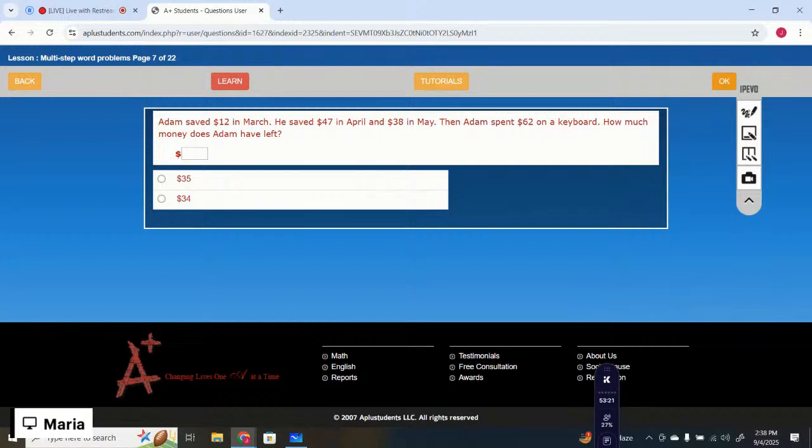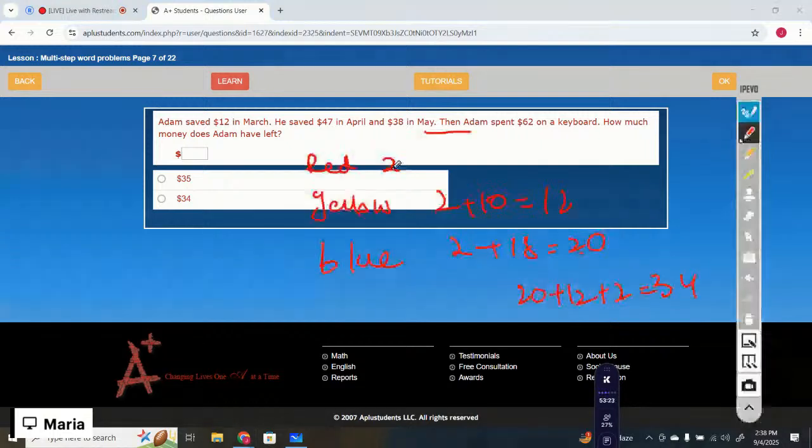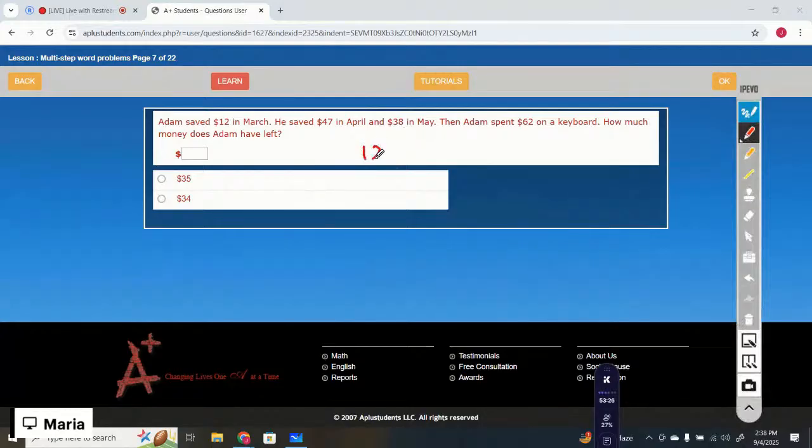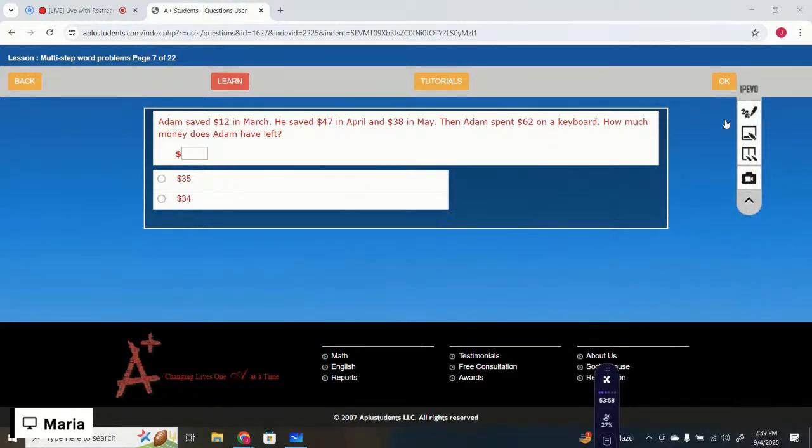Adam saved $12 in March. He saved $47 in April, and $38 in May. Then Adam spent $62 on a keyboard. Okay, so let's just see how much he saved. 10 and 7, 17, $97. He spent $62. 97 minus 62. 7 minus 2 is 5. 9 minus 6 is 3. That is $35. Option number 1 is the correct option. That is $35.